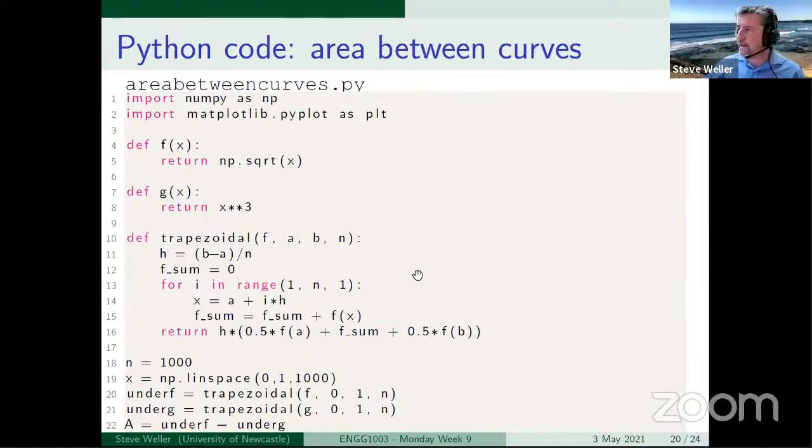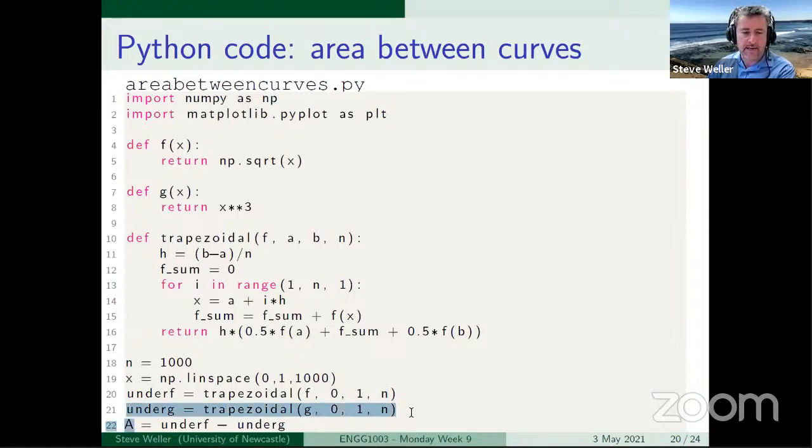Down the bottom of this first half of the code, again, the code's so big it needs to split across two slides. Down the bottom, we compute using 1,000 panels. You can ignore line 19 for a moment. It gets used in the second half of the code. So we use 1,000 panels and we compute two approximations to integrals. The first one is we approximate the integral of f between the limits of 0 and 1 using 1,000 sub-intervals. That gives us the area under the red curve. And I've called the variable under f.